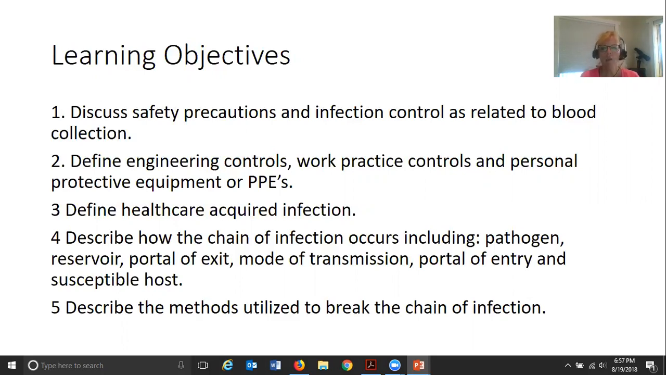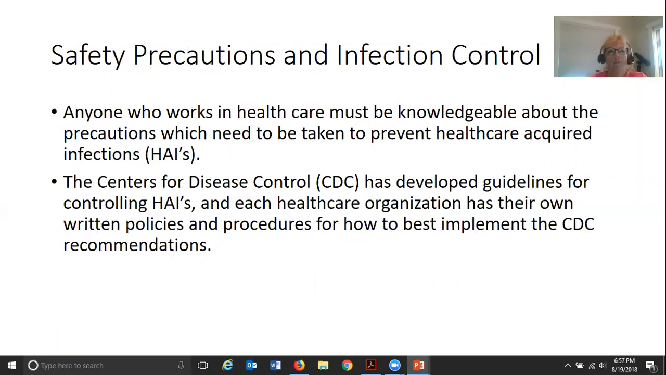I realize some of the words we're using sound a little lavish, but you need to get used to the laboratory vocabulary. We will help you with that. I should mention too, at any time during these lectures, if you're unclear on a concept or a word, be sure to bring your questions to the lecture/laboratory section. Chances are, if you have a question, someone else does also. So we're going to also talk about the methods utilized to break that chain of infection.